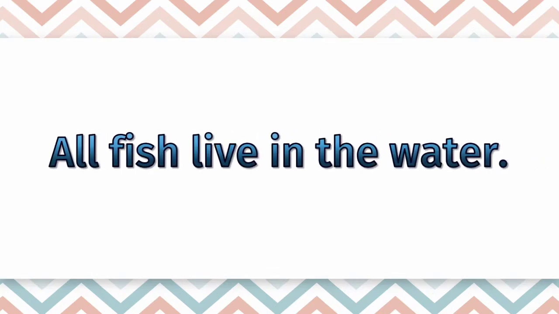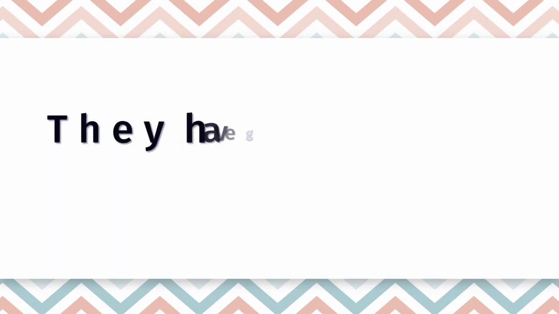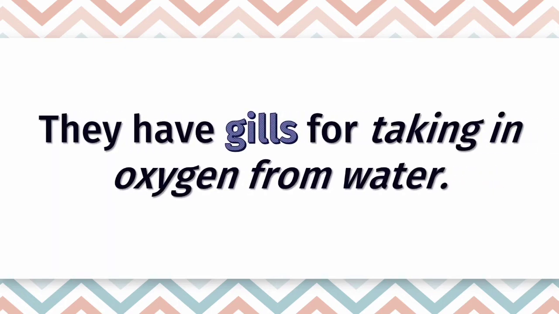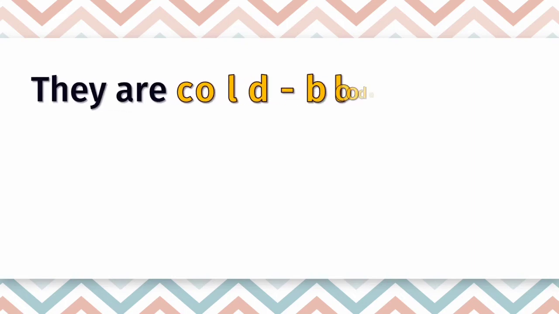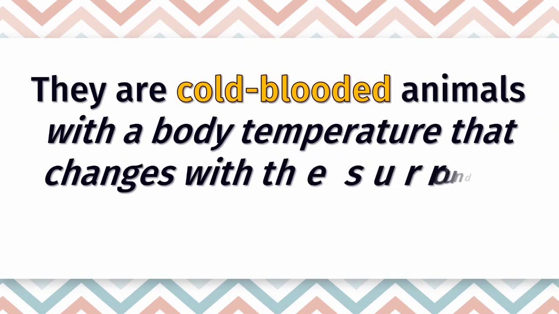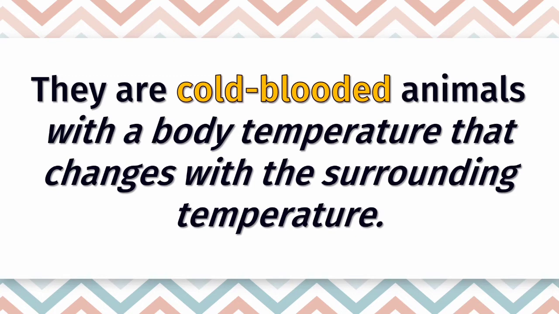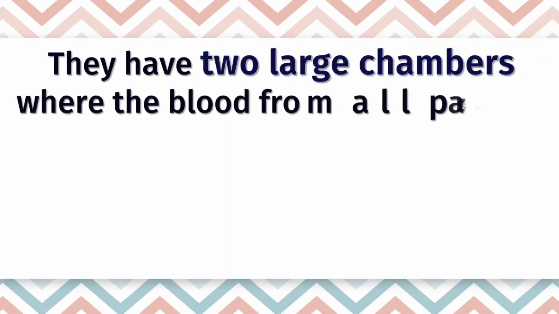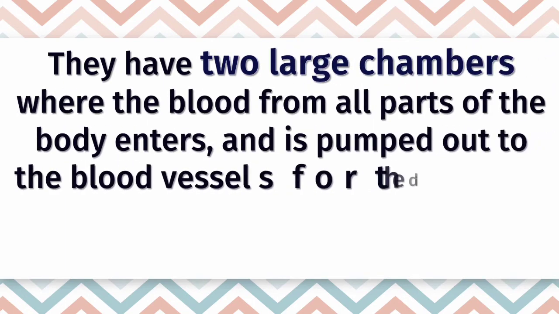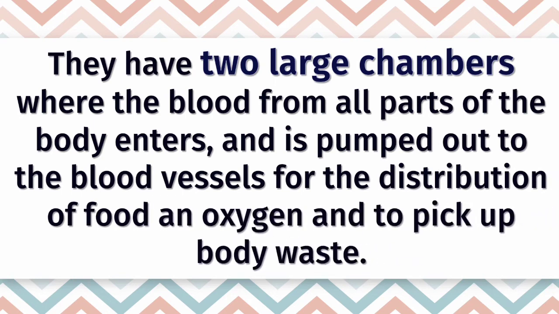All fish live in the water. They use their gills for taking in oxygen from the water. They are cold-blooded animals with a body temperature that changes with the surrounding temperature. They have two large chambers where the blood from all parts of the body enters and is pumped out to the blood vessels for the distribution of food and oxygen and to pick up the body waste.